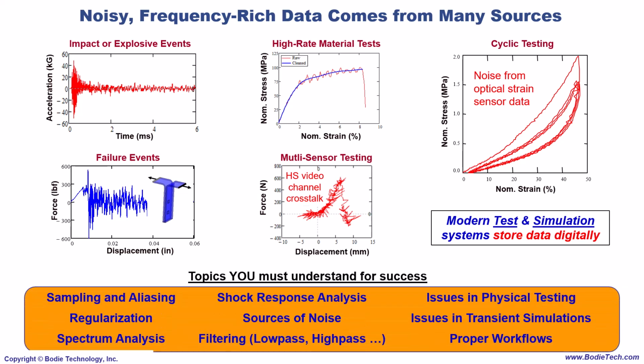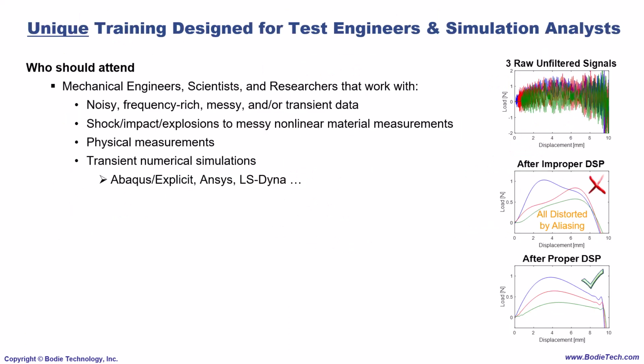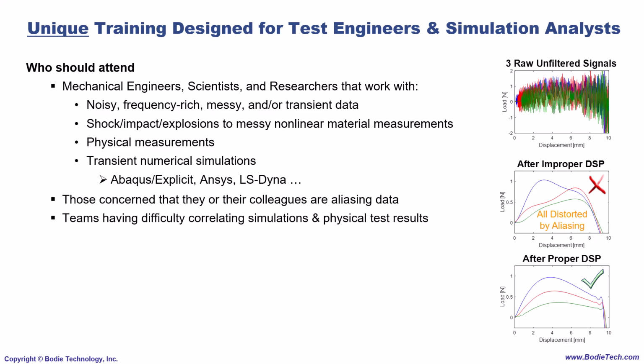To successfully collect, process, and interpret this type of data, you must understand many important topics that begin with sampling and aliasing and end with a framework of proper workflows to analyze data with confidence. If you are working in any of these areas listed here, this training is for you and your team members. Are you concerned that you or your colleagues may be unknowingly aliasing data? Is your organization having difficulty correlating simulations and physical test results?